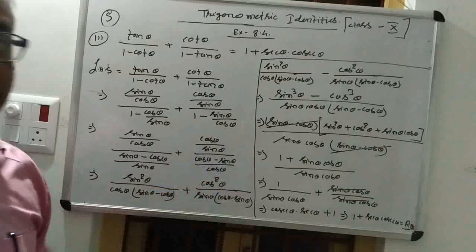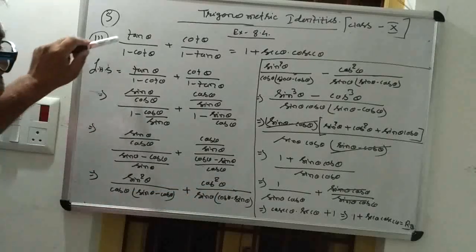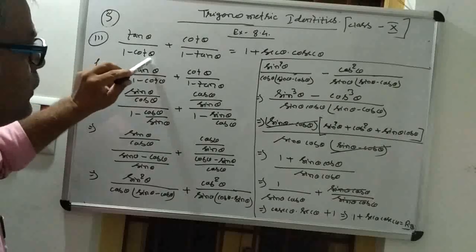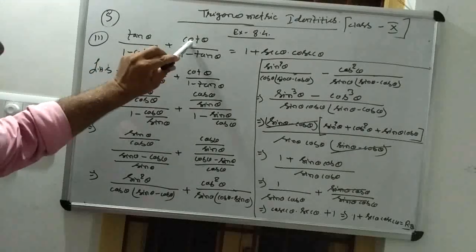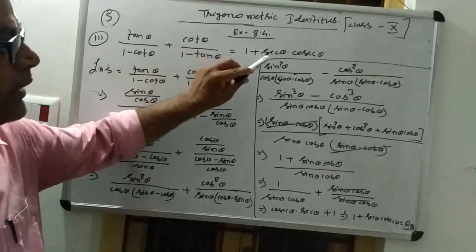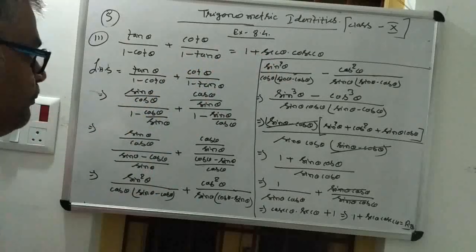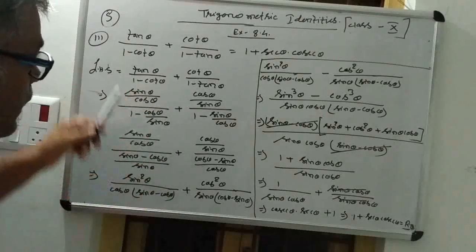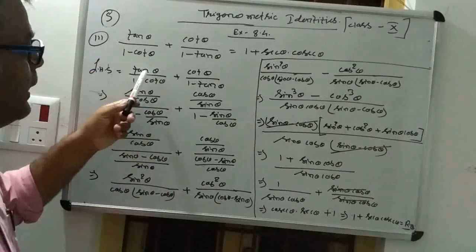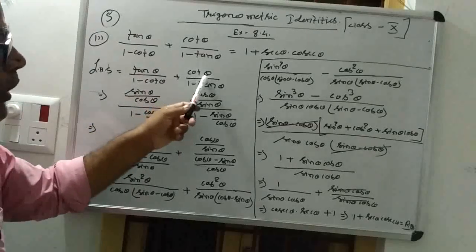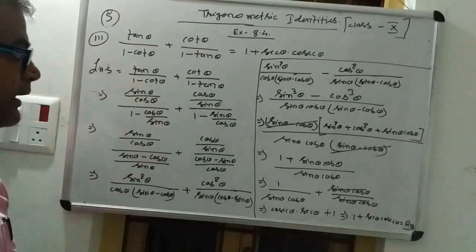Let's have a look once again. We were given the identity tan theta by 1 minus cot theta plus cot theta by 1 minus tan theta equals 1 plus sec theta into cosec theta. We take the LHS part first. So our LHS part is tan theta by 1 minus cot theta plus cot theta by 1 minus tan theta.